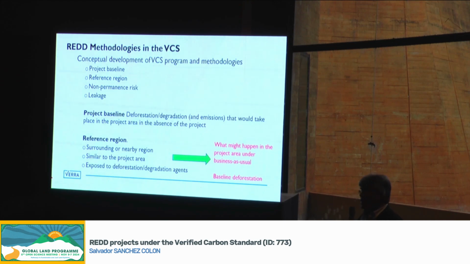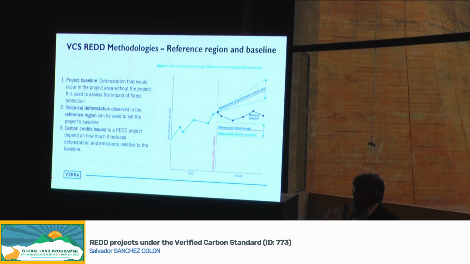project area shows or somehow depicts what might happen in the project area if you don't do anything, in the business as usual scenario. And if you quantify the deforestation that has happened in the reference region, that will provide you a sort of approximation to the project's baseline. Let me show you how this works.